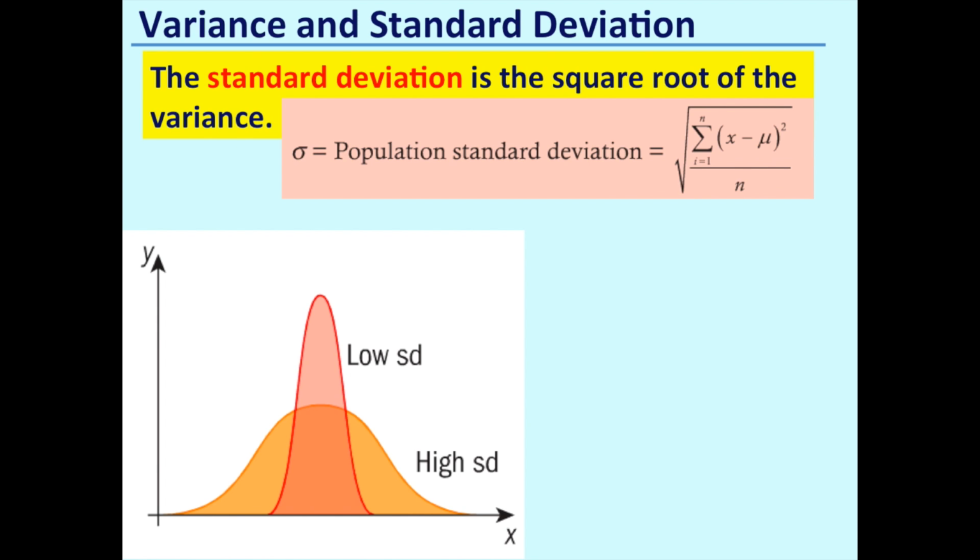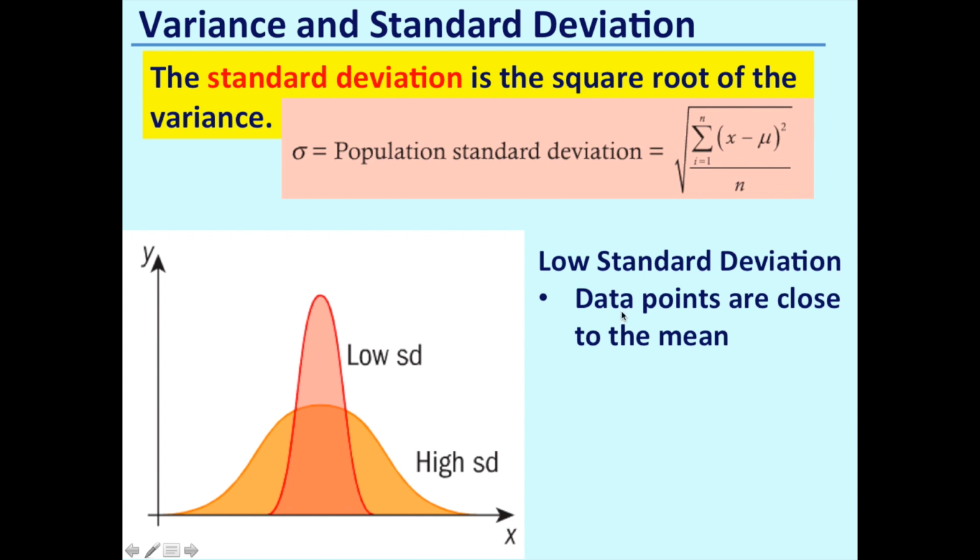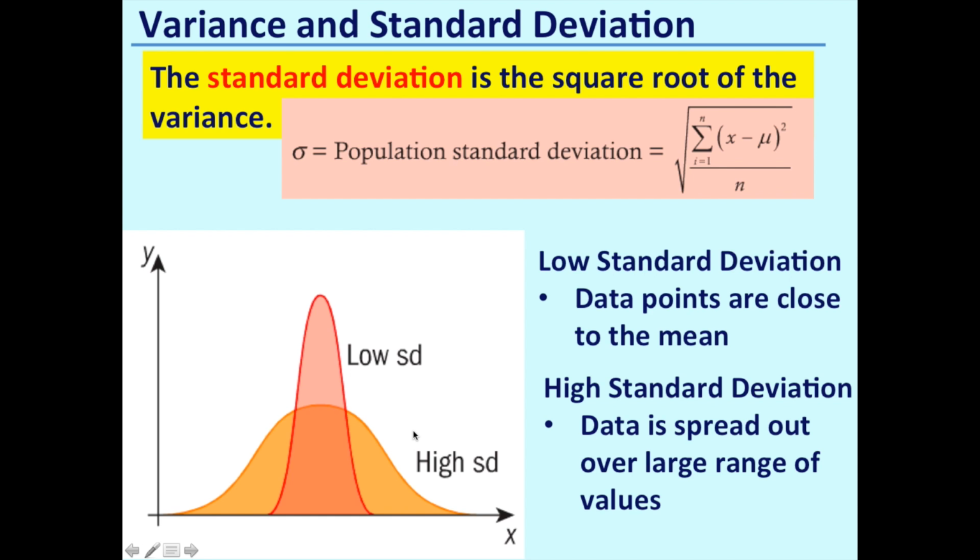In terms of what it looks like graphically, if we have a low standard deviation, it means the typical spread from the mean is quite narrow or low compared to a high standard deviation, in which case a lot of the data would be further away from the mean. So low standard deviation is characterized by data points which are close to the mean, and high standard deviation is characterized by data which is spread out over a large range of values.